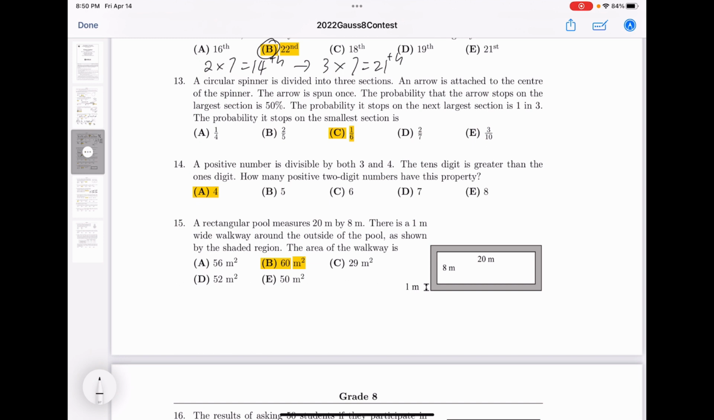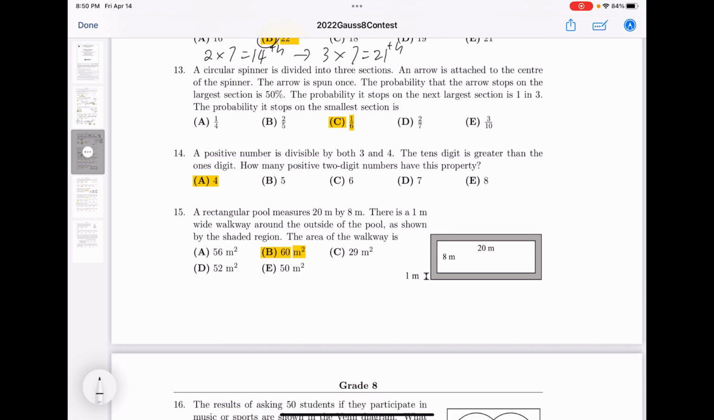Right. So we know that the probabilities added up, the total probability should be 1. The probability that it stops on the largest section is 50%, which would be 1 over 2. And the probability it stops on the next largest section is 1 in 3, which is 1/3. Therefore, we are left with 1 over 6.